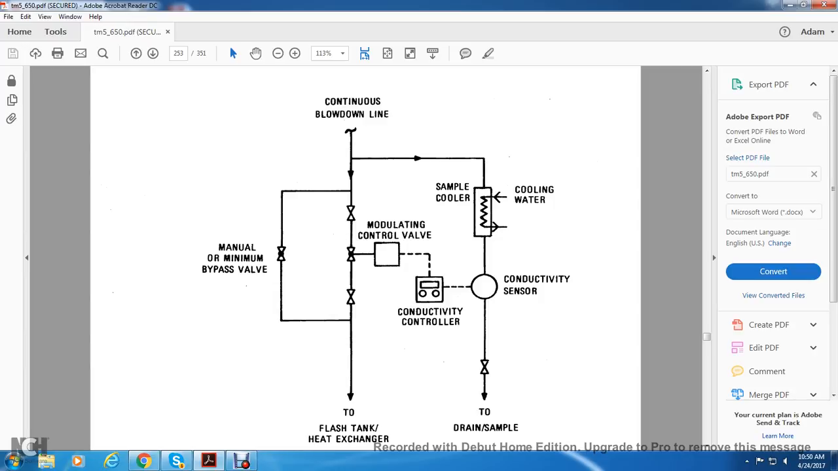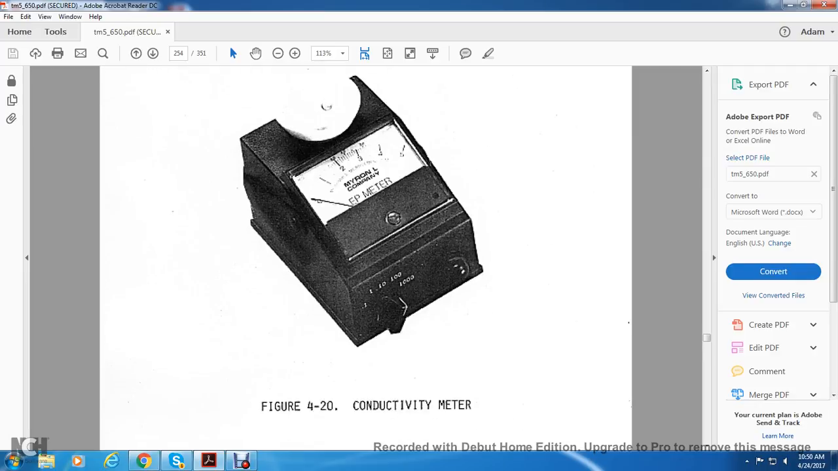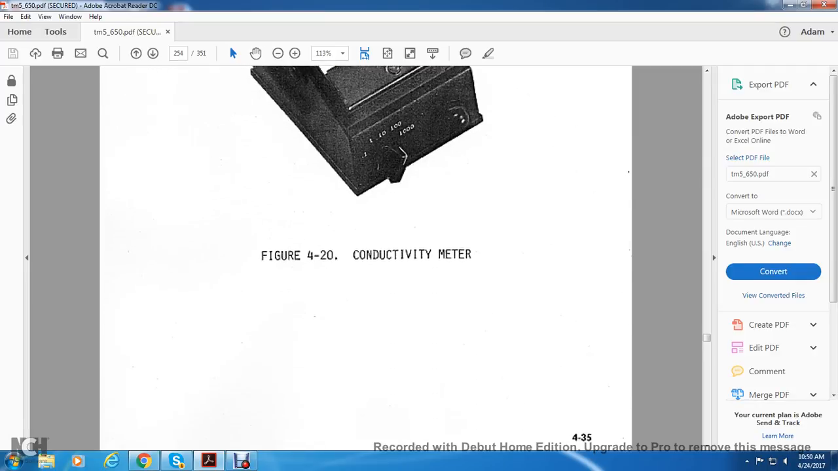They also run one continuous line, before that, the continuous blow line goes to the minimum bypass valve, or through the butterfly valves of the continuous blowdown line to the flash tank heat exchanger. Figure 420 shows the conductivity meter.